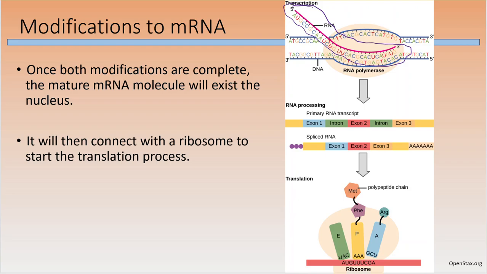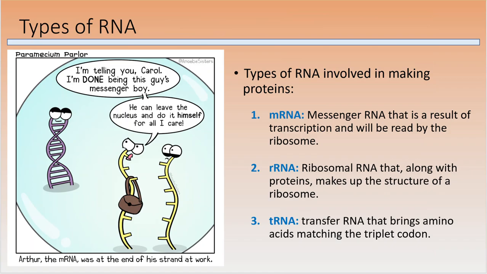Once the RNA molecule is made, you need to add the cap and the tail to it, and then remove a bunch of pieces called introns, and then take all those exons, you can see exon 1, exon 2, and exon 3, push them together, and there you have your finalized mRNA molecule, which will then exit the nucleus, find a ribosome to attach to, and you will start your next step, which is going to be translation.